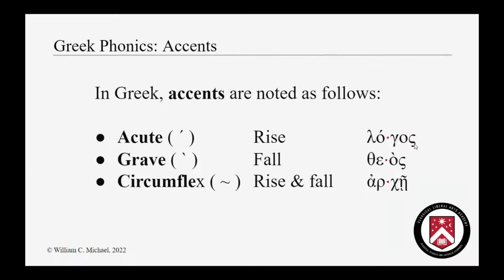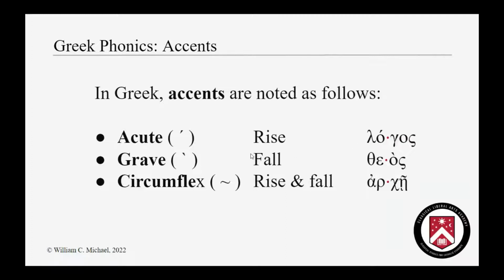So here, if we look at this word, we see that there's 2 syllables in this word, lo and gos. But the first syllable has the acute accent mark. So when we read this word, we raise our pitch on this first syllable. So we'll read it not as logos, but logos. We'll raise the pitch of our voice when we see the acute accent telling us to rise on this syllable.